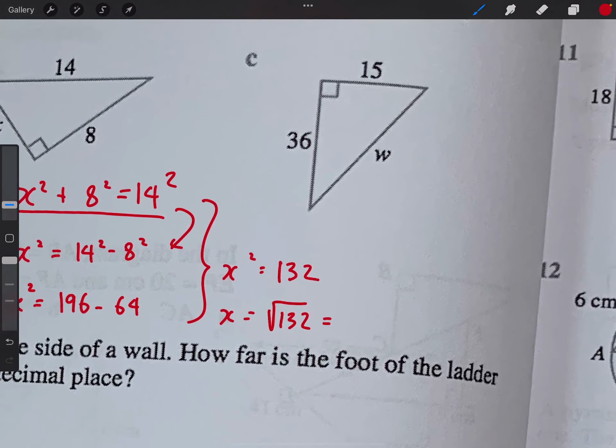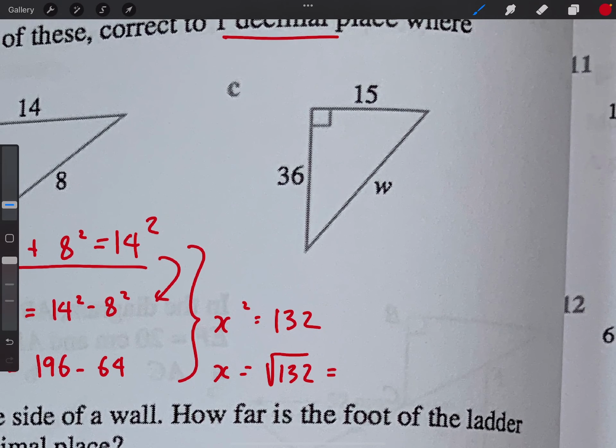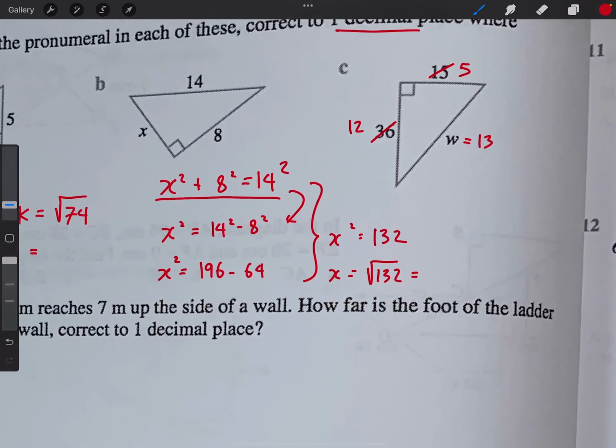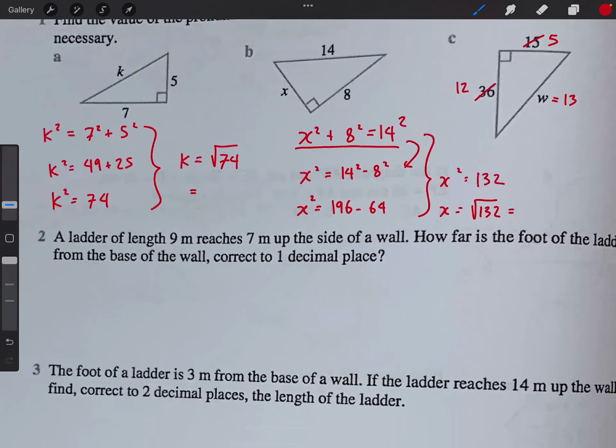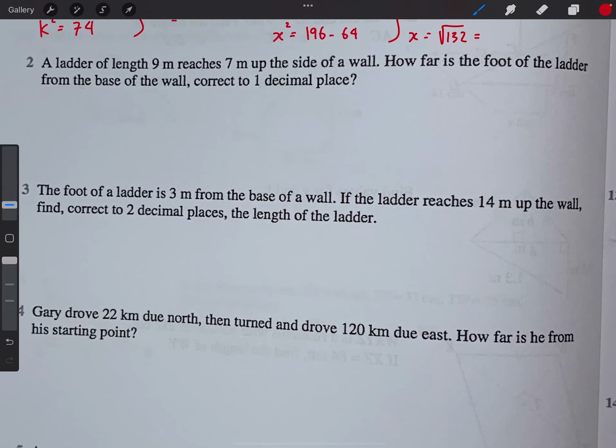Now the next one, let me see if I can do something here. Divide this by 3, I will get 12. Divide this by 3, I will get 5. 5, 12, this must be 13 straight away. This is what happens when you remember the Pythagorean triples. Alright, next one, question 2.